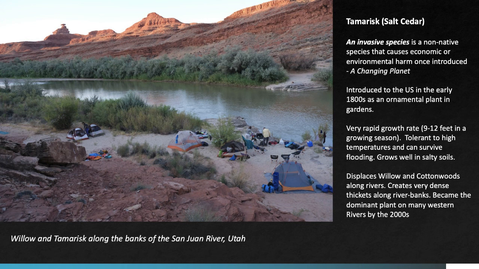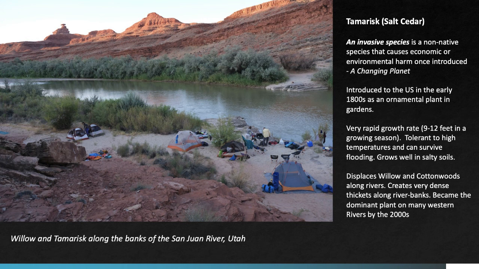Tamarisk has a very rapid growth rate. It can grow 9 to 12 feet in a single growing season. It can tolerate high temperatures, survive flooding, and it grows well in salty soils. All of these factors put together made it exceptionally successful along the banks of large western rivers.